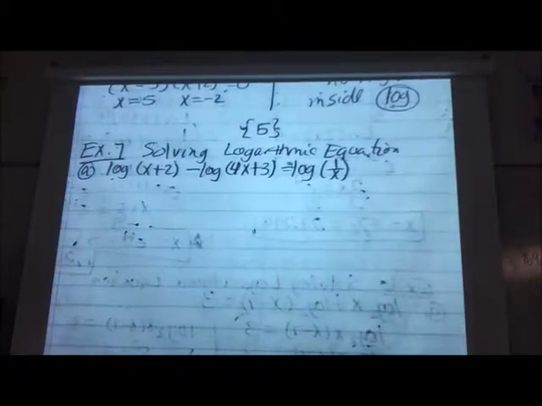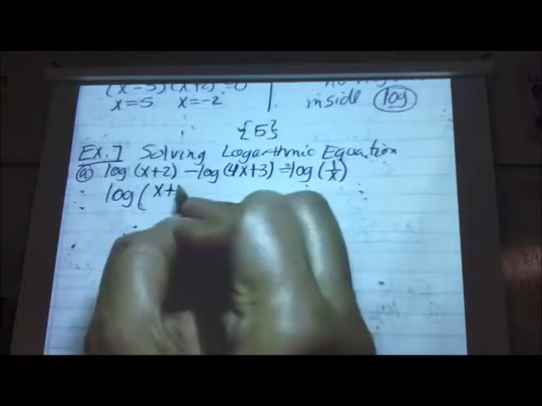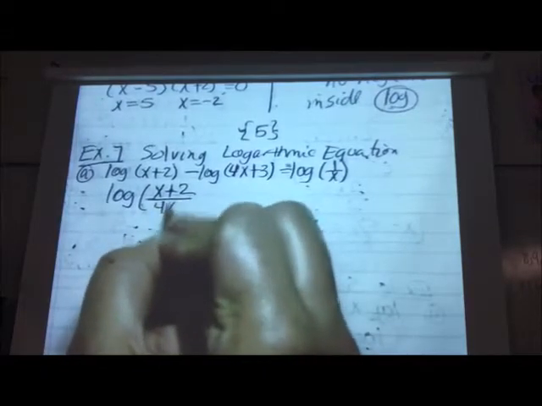Alright, so it looks scary, it looks crazy, but it's not. First thing first, it's a lot of logs. There's an equal sign, and on the left side there are 2 logs; we need to make it into 1. By the properties that we learned, subtraction means division. So I'm going to rewrite this as log of x plus 2 divided by 4x plus 3.